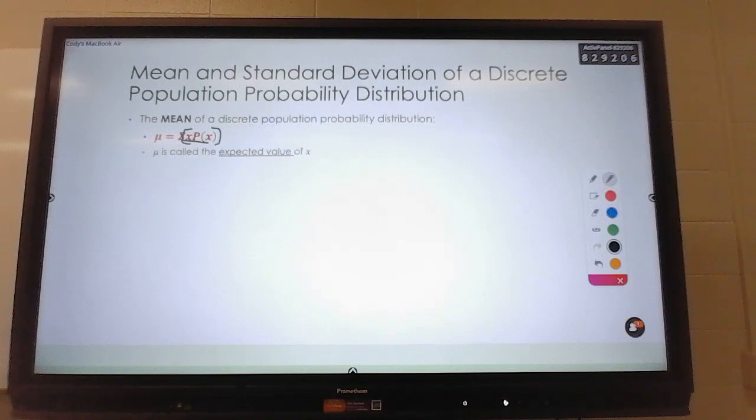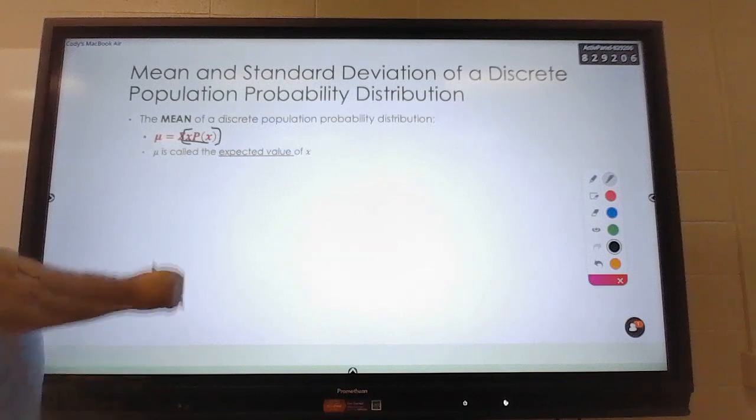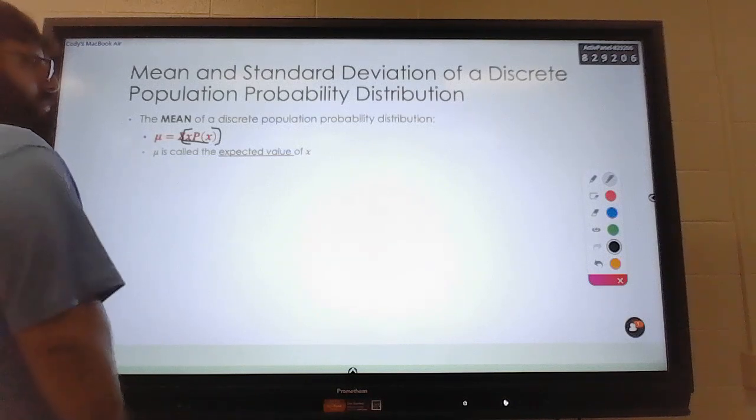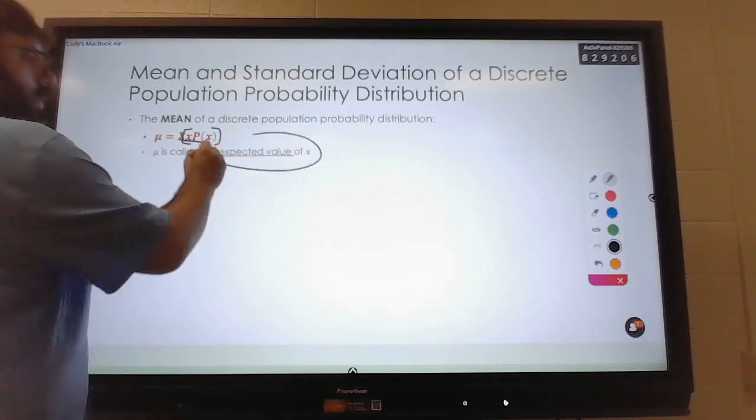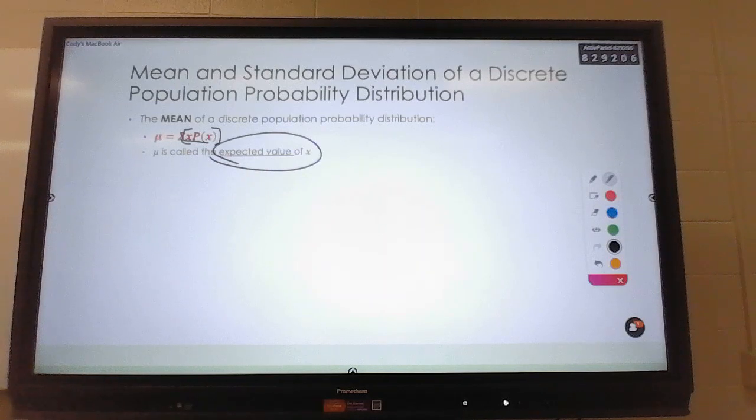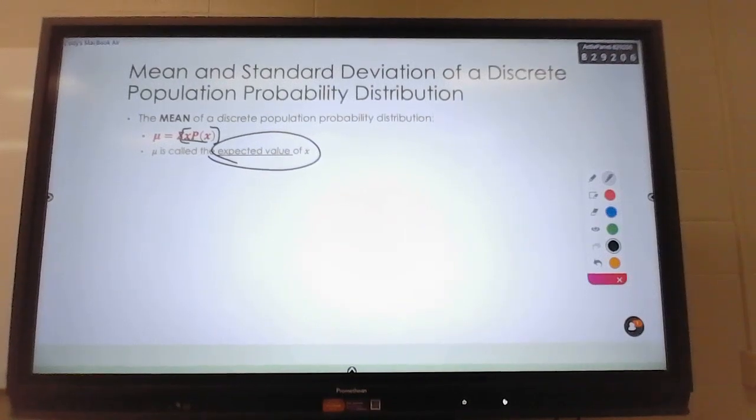And there'll be a step-by-step process that we use to translate these formulas. The mean of a discrete population probability distribution is also called expected value. So anytime you hear the words mean or expected value, those are interchangeable. Those will mean the same thing.